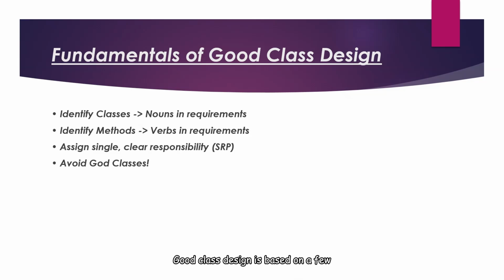Good class design is based on a few fundamental principles. First, each class should have a clear single responsibility. This is the principle of single responsibility, which helps avoid the creation of bloated, complex classes that try to do too much. We should carefully define the responsibilities of each class, ensuring that each one focuses only on one aspect of the system. Additionally, classes should have well-defined relationships with other classes, and those relationships should be clear and meaningful. Finally, the design should favor composition over inheritance where possible, as it results in more flexible, maintainable systems.